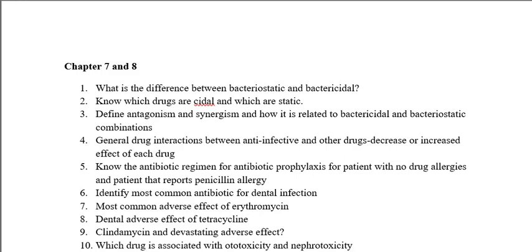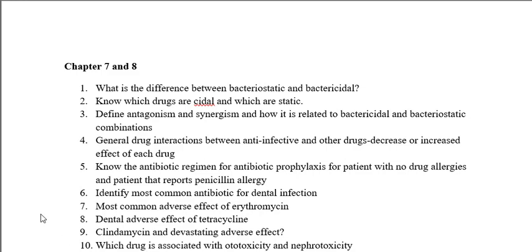And then, of course, the other ones: when you combine a cidal and a static together, it decreases the effect of the cidal agent, making it absolutely useless. And then combining two cidals together creates synergy, increasing the effects of each agent.